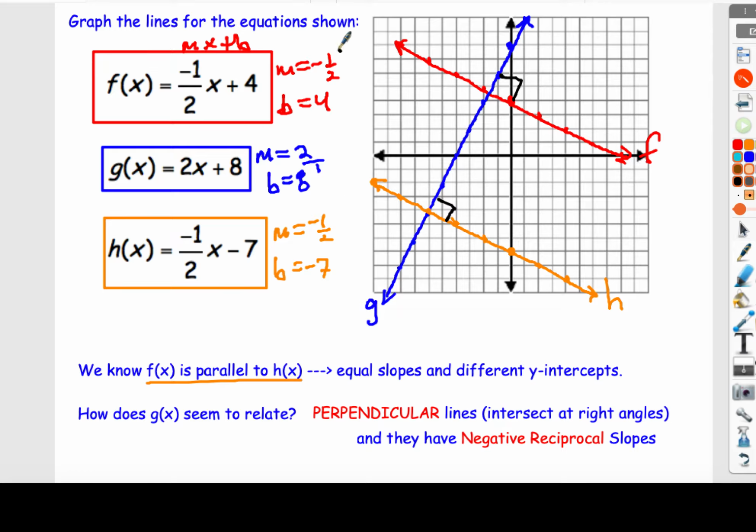So you'll notice that up here, this was a slope of -1/2. Well, the slope of g of x was positive 2 over 1. So not only is it positive versus negative, but it's the reciprocal. 1 over 2 became 2 over 1. If two lines have negative reciprocal slopes, they're called perpendicular lines. They're going to be lines that cross at a perfect 90-degree angle. Not just close to it, a perfect 90-degree angle. So let's take a look.